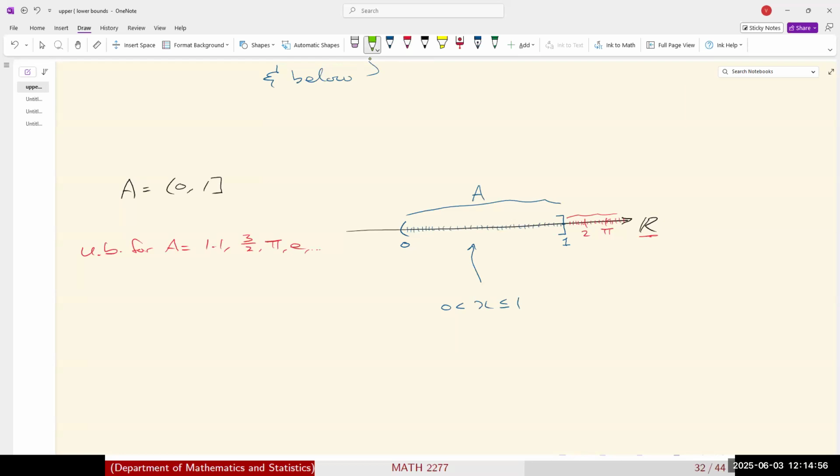All right, what about the lower bounds? So what are some lower bounds for A?